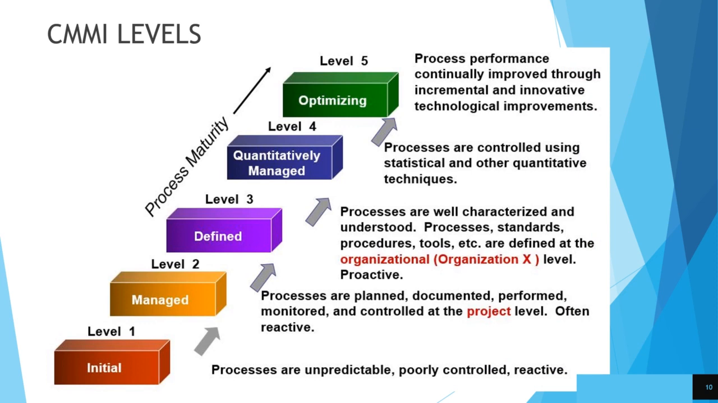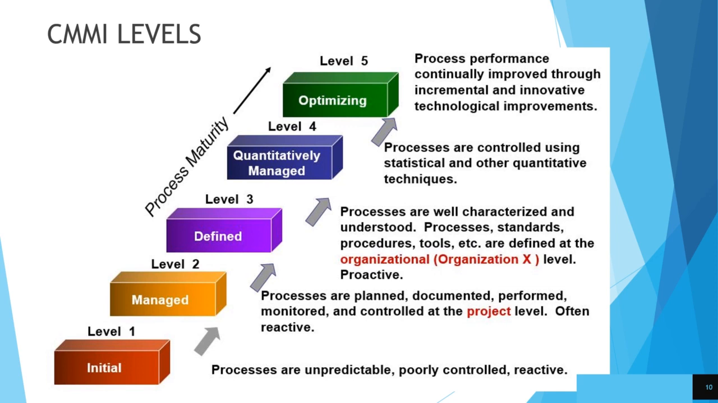So the levels of CMMI, starting with level 1, that is initial level, processes are viewed as unpredictable and reactive. At this stage, work gets completed, but it's often delayed and over budget. This is the worst stage a business can find itself in, an unpredictable environment that increases risk and inefficiency. Second level is managed.